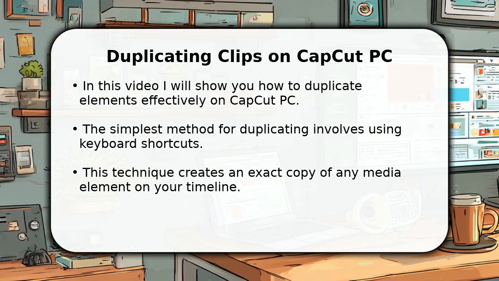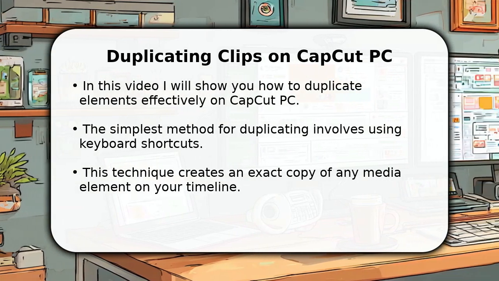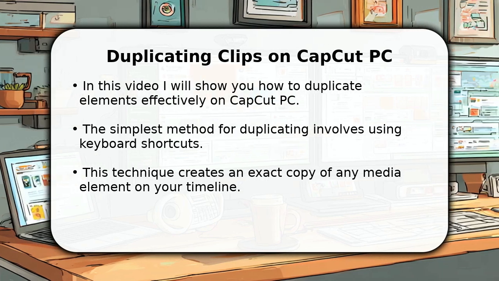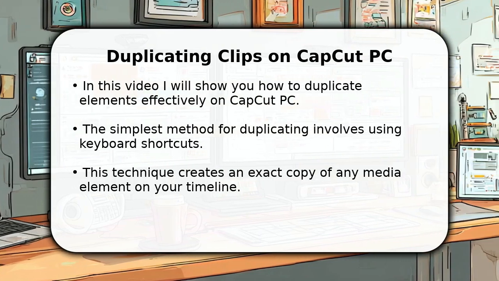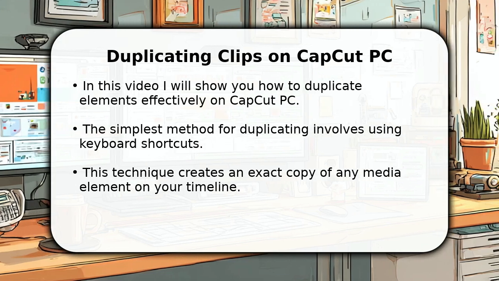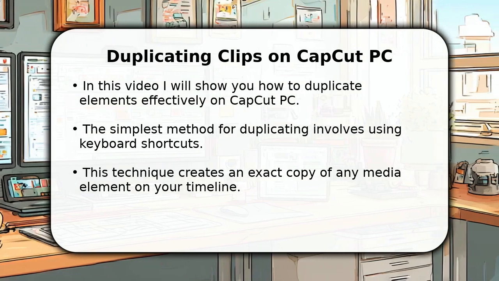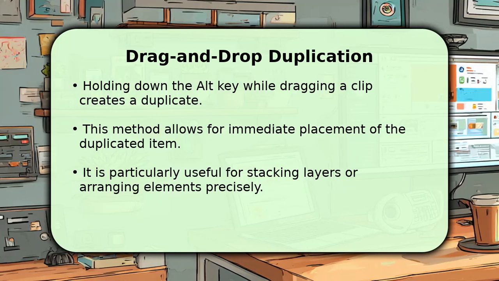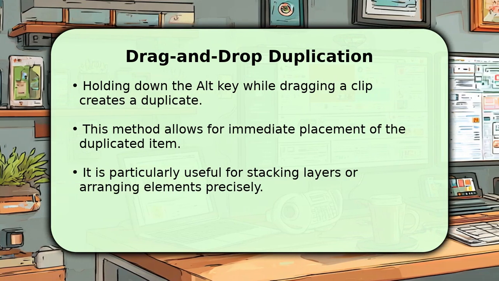Let's start with the most straightforward approach to duplication. First, select the clip, image, or audio segment you wish to copy directly on your timeline. With the item highlighted, simply press Ctrl+C on your keyboard to copy it. Then, move your playhead to where you want the duplicate to appear and press Ctrl+V. This places an identical copy right at that spot, allowing for quick replication of any single asset within your project, saving you valuable seconds.